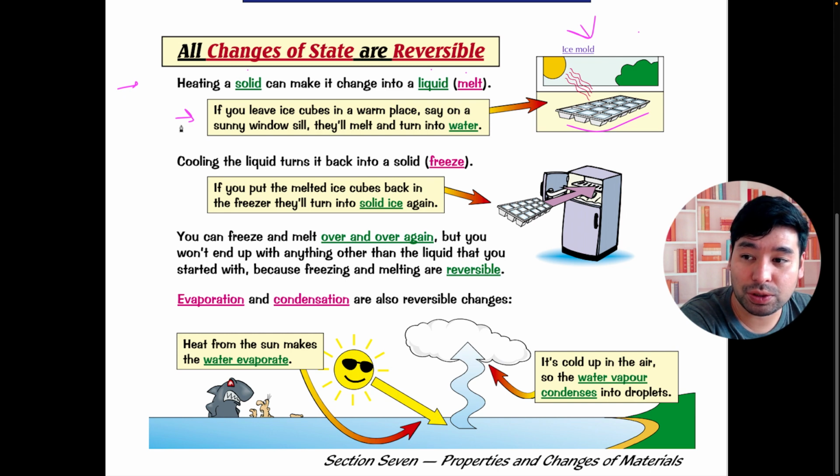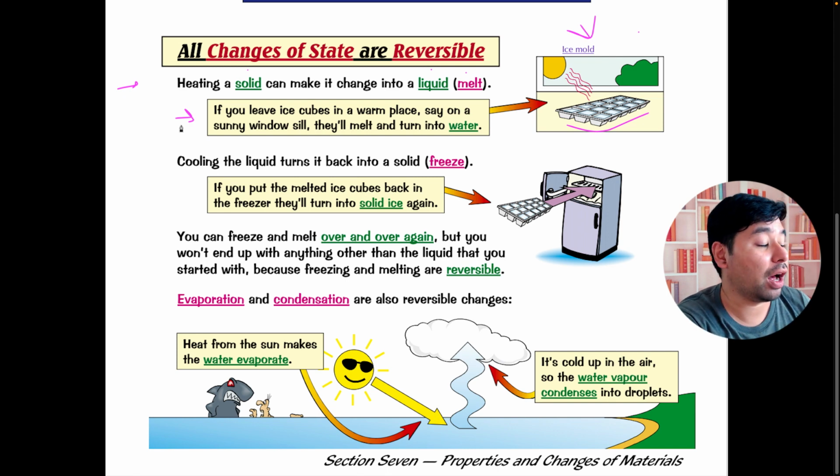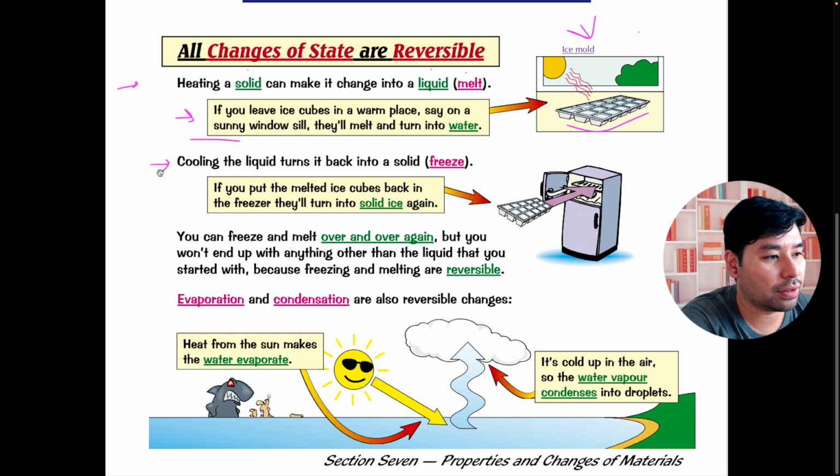What was solid will become water, liquid. Okay, so that's very obvious, right? So this is the first one. Second one, cooling. Cooling the liquid turns it back into a solid, like a freeze.